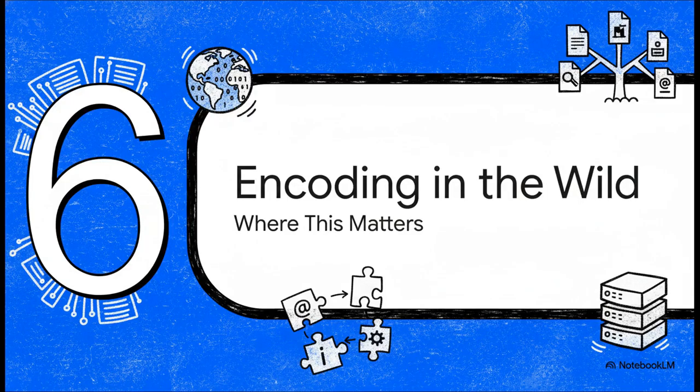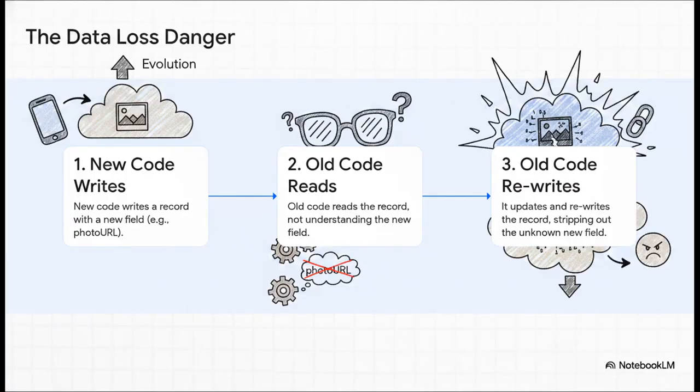Okay, enough theory. Let's connect all this back to the real world. Where do these choices about data encoding actually have a big impact? I really want you to pay close attention to this diagram because it shows a classic and very dangerous trap you can fall into, especially with databases. So follow along. Step 1. Some new code adds a new field, say photo URL, and writes a record to the database.